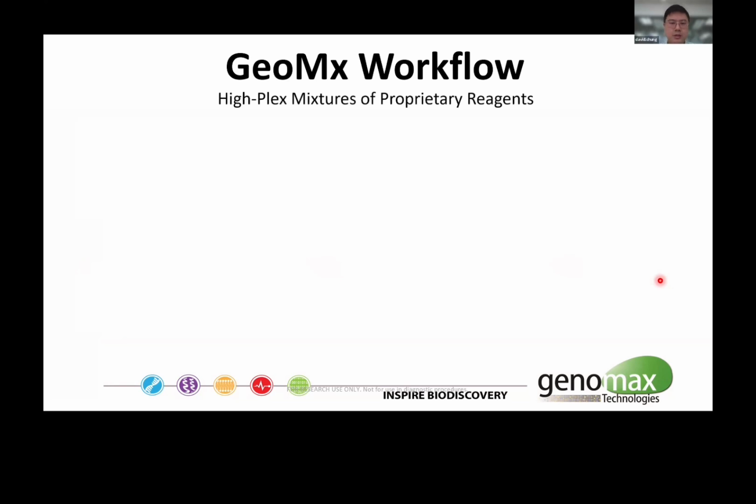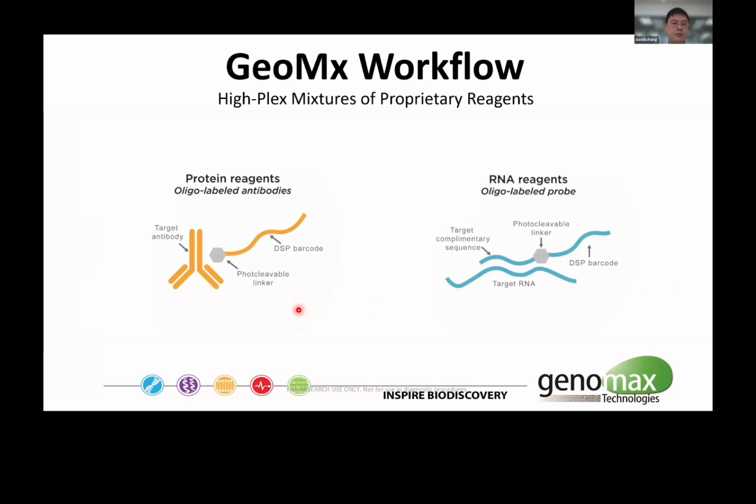Here we have a better look at the workflow and also the chemistry, how it works. There are two types of assays. You can do either proteomics or gene expression. For proteomics, it's basically a target antibody specific to the target proteins in the panel, conjugated with an oligo that we will use for barcoding, basically used by the instrument during counting to identify which region on the slide the barcode was collected from. They include this photocleavable linker, which I will later explain what it is for.